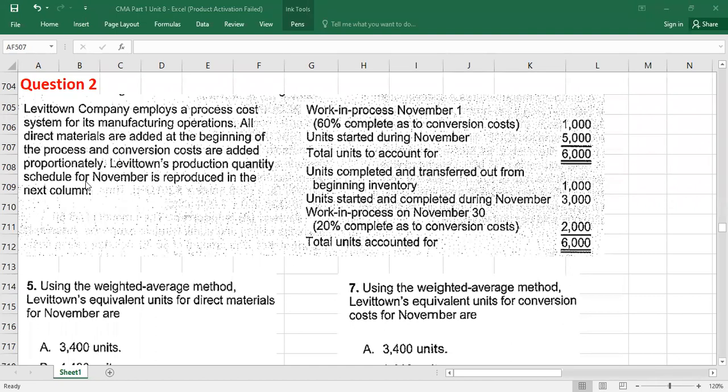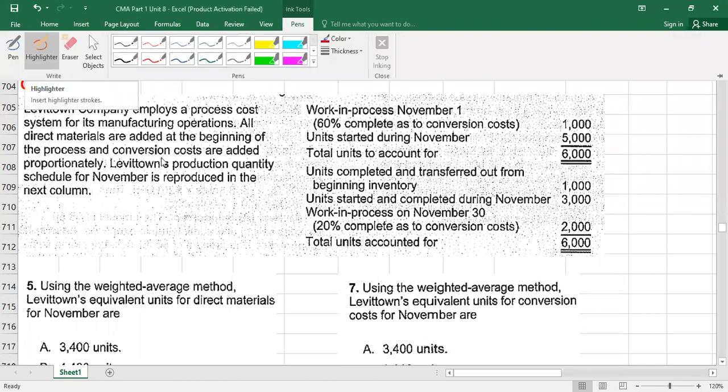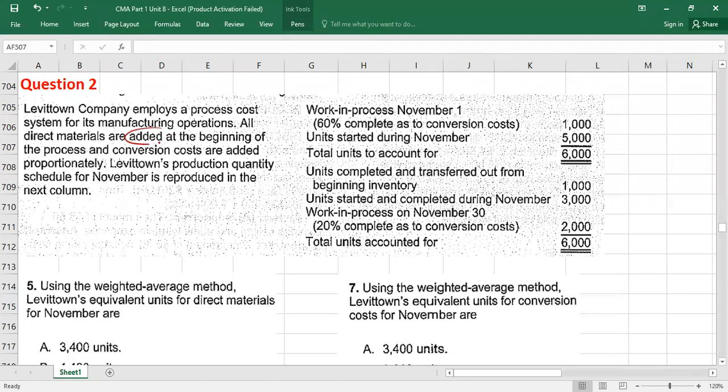So guys, you have read the question. In the question, you are provided with certain information and he told you here that material is added at the beginning of the process, not during the process. That assumption we will follow now. So here he told you data. We have work in process on November 1. It means it's our opening work in process, first date. It's 60% complete to the conversion cost.